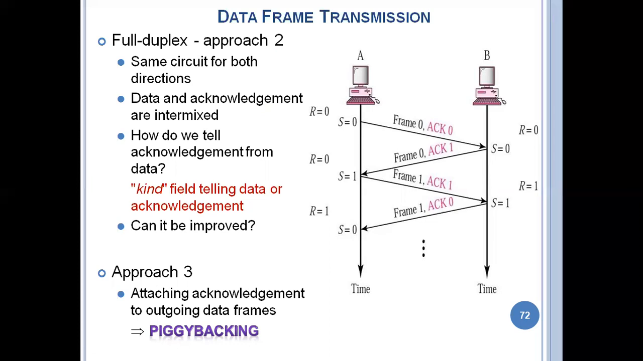What we discussed previously in the simplex protocol mode is that after the transmission of the data frame, the acknowledgement comes back using the same channel. But here in the full duplex mode in the sliding window protocols, the data frame along with the acknowledgement, so data and acknowledgements, are intermixed together and travel via the same channel. How do we tell the acknowledgement from the data frame? The kind field tells whether it is data or acknowledgement, and it can be improved.